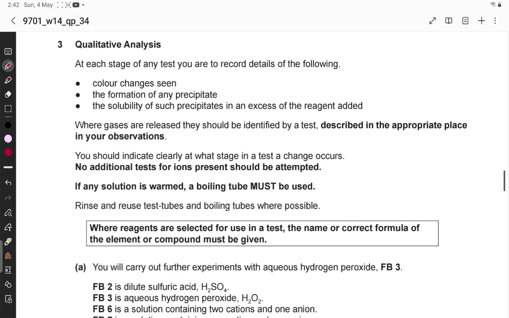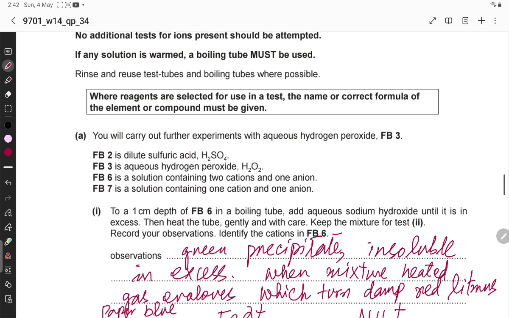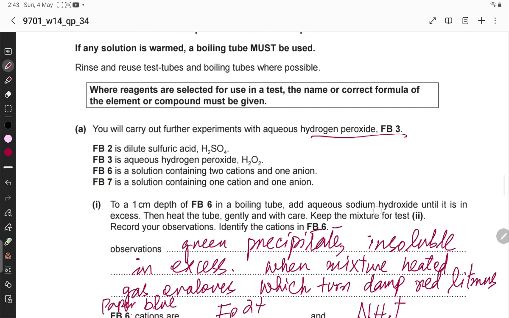So this is question number 3 of the same paper. This is the qualitative analysis to identify the cations and anions. We have different types of solutions. You will carry out a further experiment with aqueous hydrogen peroxide, which was used in question number 1. Fb2 is dilute sulfuric acid, Fe3 is aqueous hydrogen peroxide, Fb6 is a solution containing 2 cations and 1 anion, and Fb7 is a solution containing 1 cation and 1 anion.